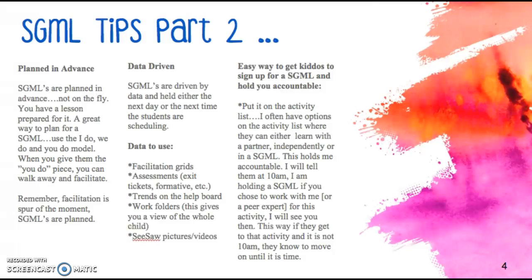A great way to plan for a small group mini lesson is to use the I do, we do, and you do model. When you give them the you do piece, that's when you can walk away for a little bit and you can facilitate the room and go back and check on them, then facilitate. Remember, facilitation is spur of the moment. Small group mini lessons are always planned.